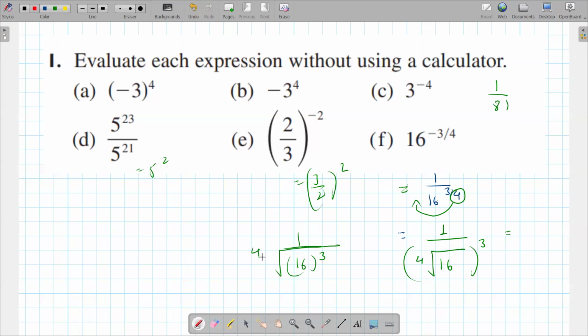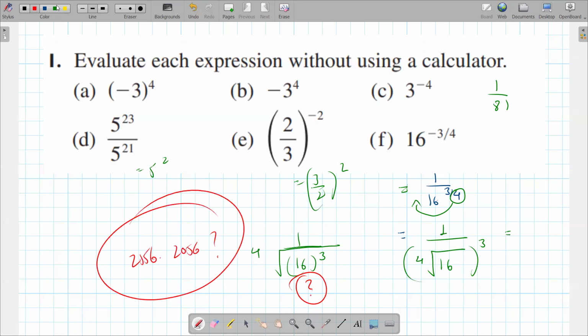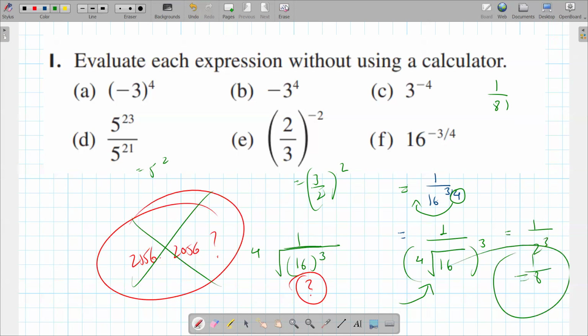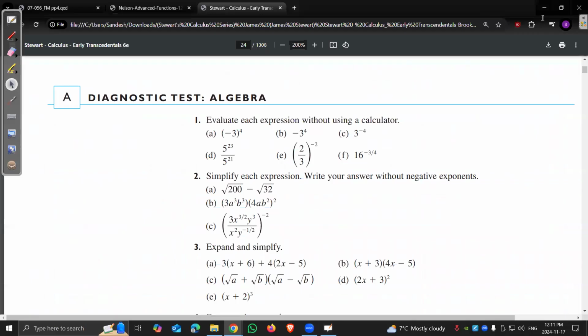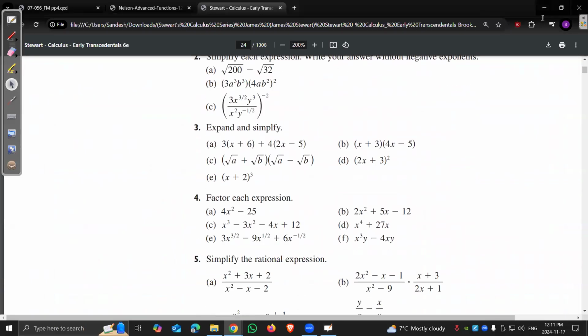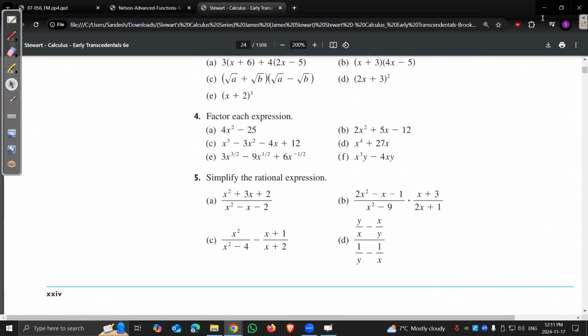But 16 cubed is, who knows what that is? I think that's 256 times 256. It's a very big number, so you can't do that in your head. So that approach doesn't work here. This is the only way you can do it. So it'll be 1 over 2 cubed, and that's 8. 1 over 8, final answer. Not that difficult. Let's move away from these, because most of these are very simple.